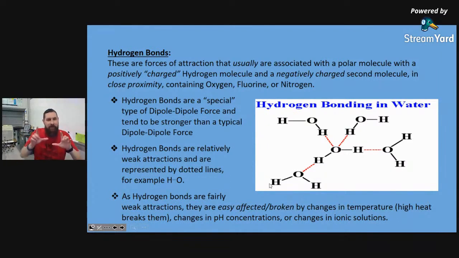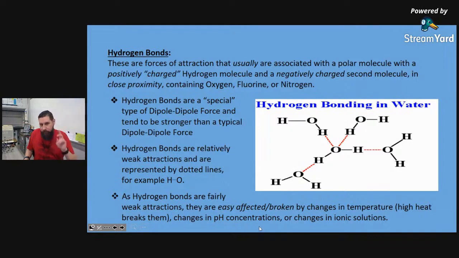And the idea is I've got these attractive forces. This is a water molecule, another water molecule, the way that they orient. As I heat those up and they start vibrating more and more, I'm going to spread those molecules apart, and therefore that attractive force is going to decrease. Okay? You can also change them with changes in pH or changes in ionic solutions. If I add, say, salt to this, it can disrupt that hydrogen bonding.